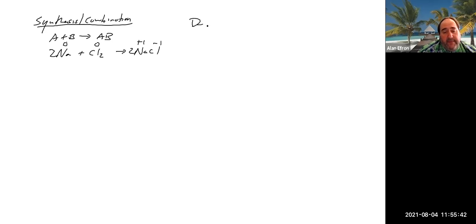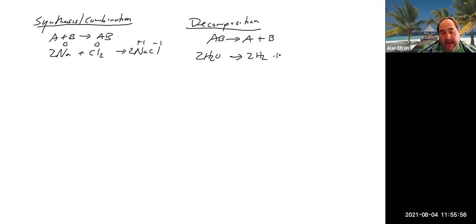We have a decomposition reaction, which is the opposite of that reaction. That's when we take one thing and basically break it apart into a couple of things. So if we took water into hydrogen gas and oxygen gas, 0, 0 plus 1 minus 2, oxygen is going from -2 to 0 being oxidized, hydrogen going from +1 to 0 being reduced. Redox reaction, also again a decomposition reaction.